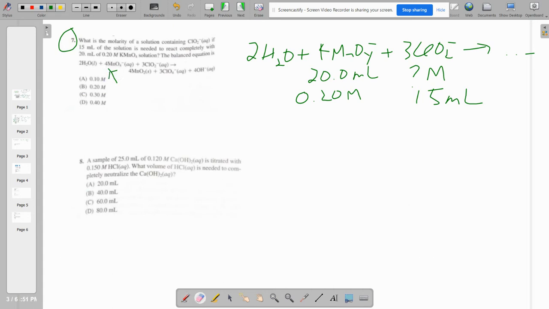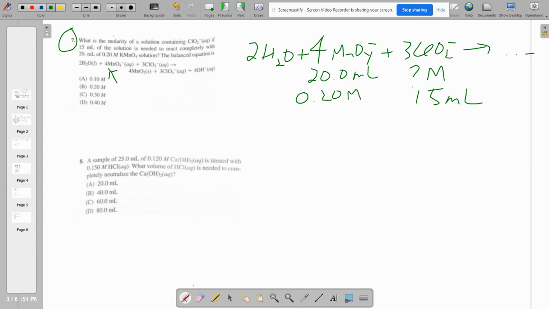Oh, you know what? That's a 4 right there. Let me make that a little clearer. There we go. So MnO4 minus is the same thing as potassium MnO4, right? K is just a spectator. All right, so here's our problem.